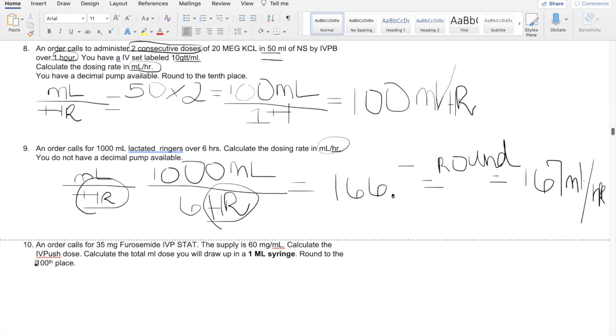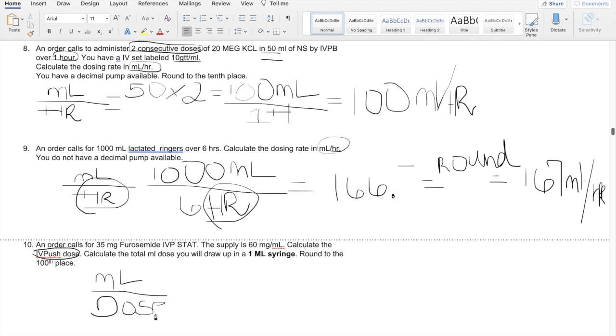Okay, so number 10 says an order calls for 35 milligrams. The supply is 60 milligrams over milliliters. Calculate the IV push dose. And in order for us to calculate this, it's asking us to calculate the total ml dose you will draw up in a 1 milliliter syringe. So what we're going to do is we're going to put ml. Oops, I put LM. Okay, so we're going to put ml over our dose, right, guys?